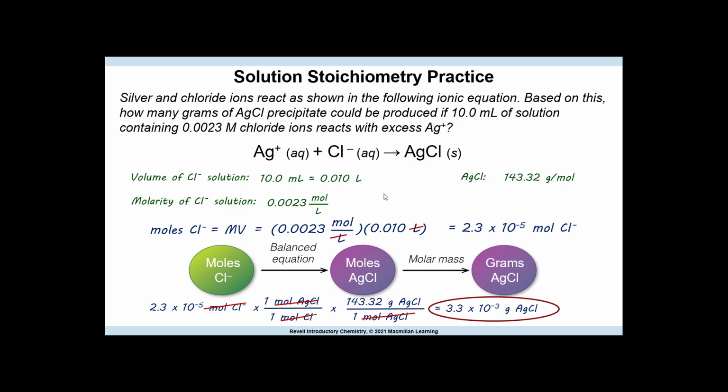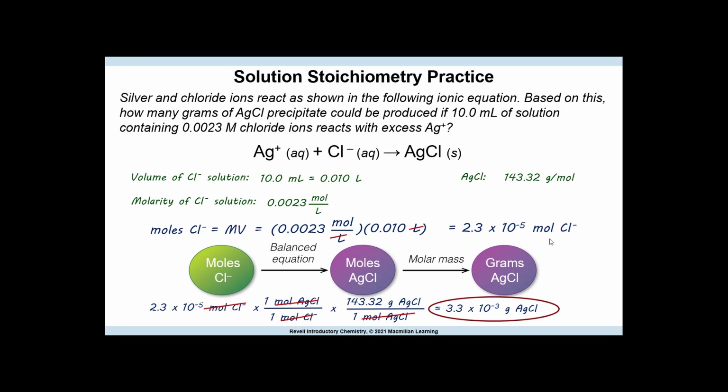In order to solve this problem, we must first find the number of moles of chloride ions present. So the moles of chloride is equal to the molarity times the volume. So we plug those in, and that's what you're seeing here. Now we have the moles of chloride ions. The liters cancel, and we get an answer of 2.3 times 10 to the negative 5 moles of chloride ions.